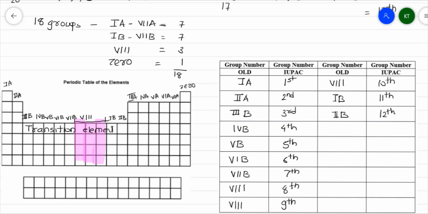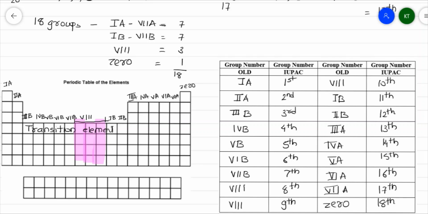Now once again I come across the A series, that is your third A. So it will now be the 13 group. Fourth A will be the 14 group. Fifth A will be the 15 group. Sixth A will be the 16 group. 7A is your 17 group. And next I have the 0 group, that will be given as the 18 group.